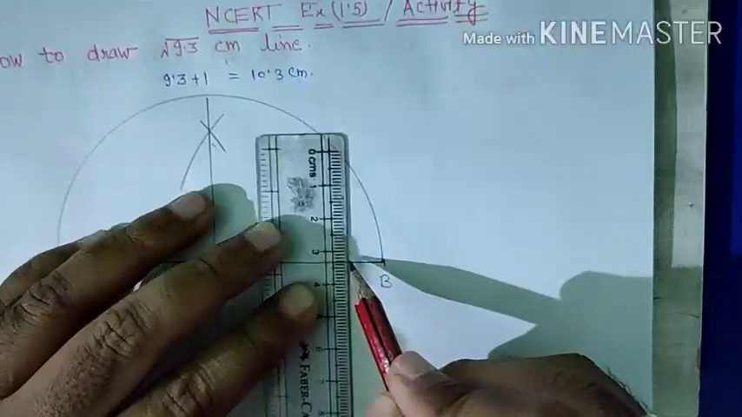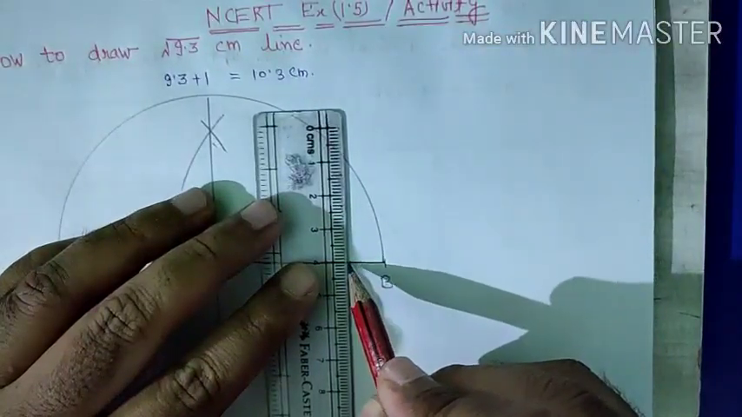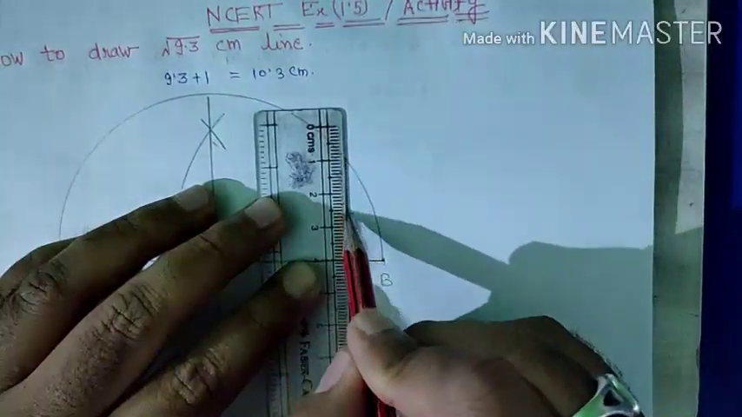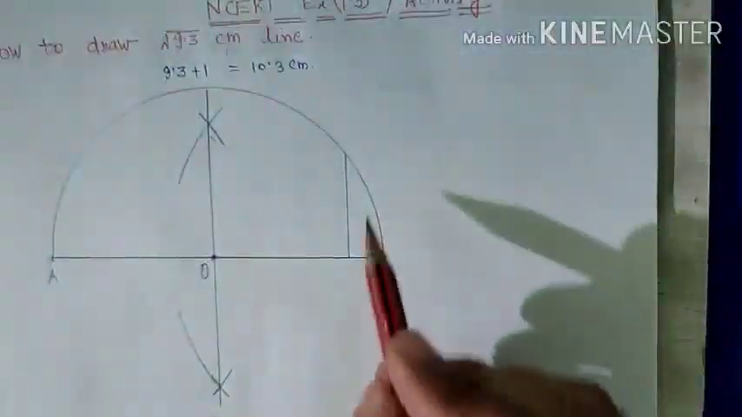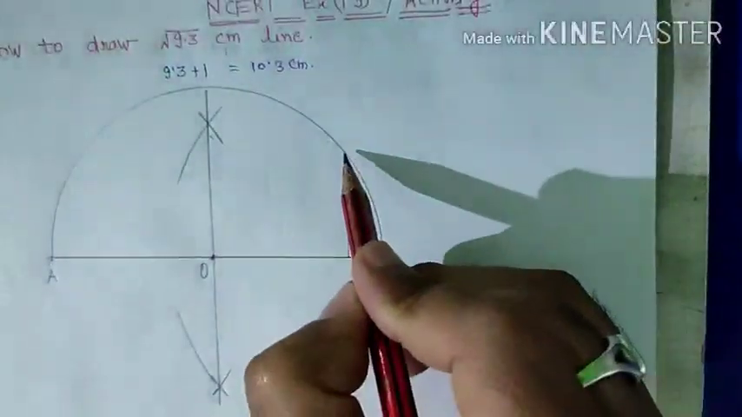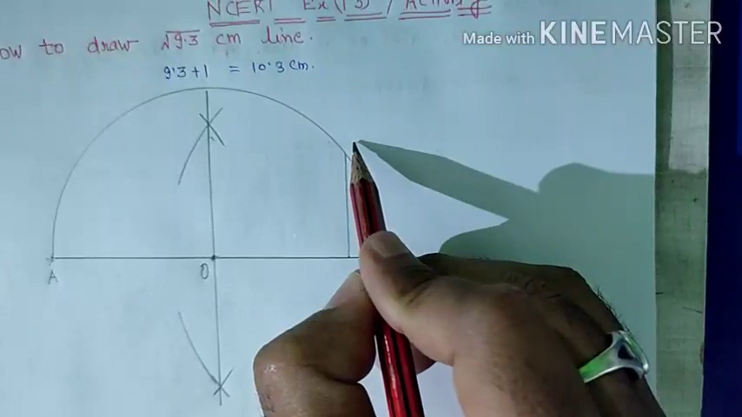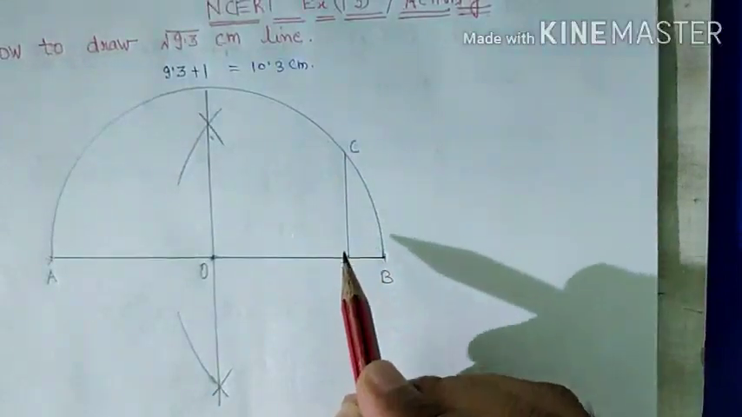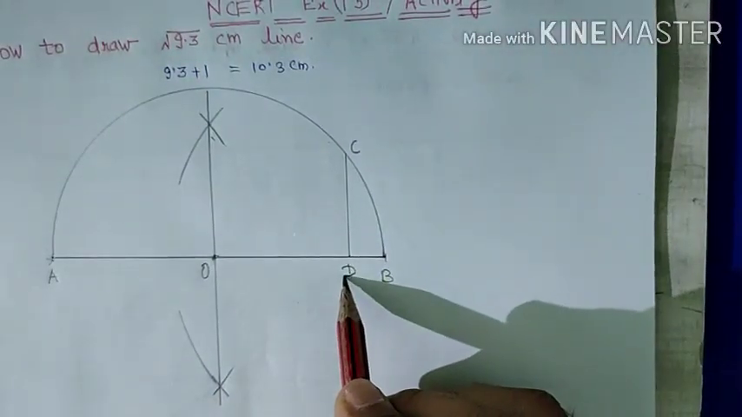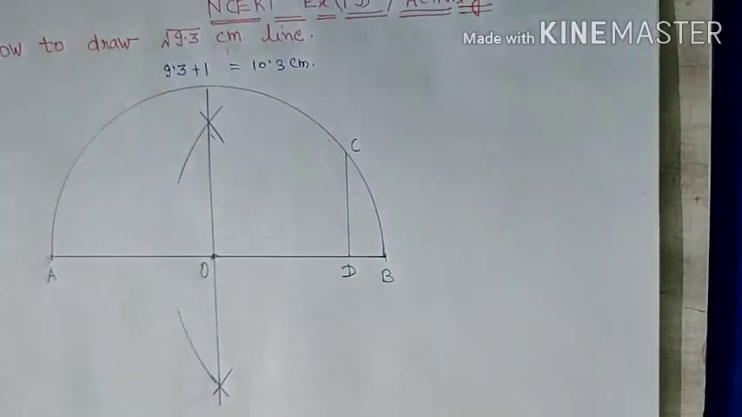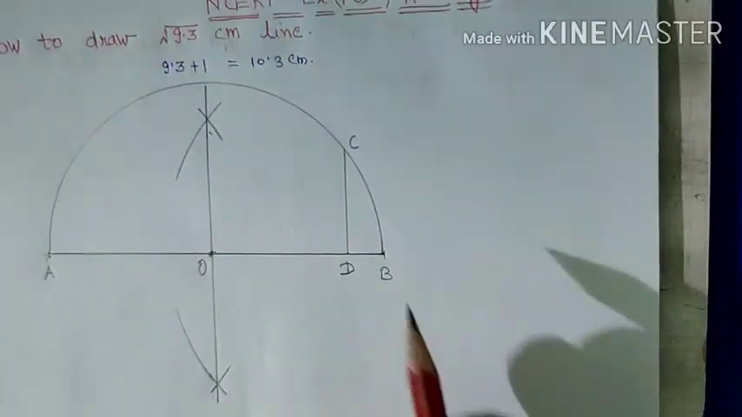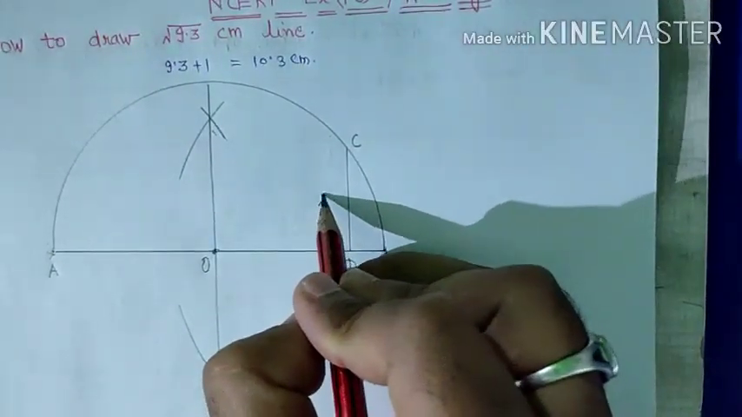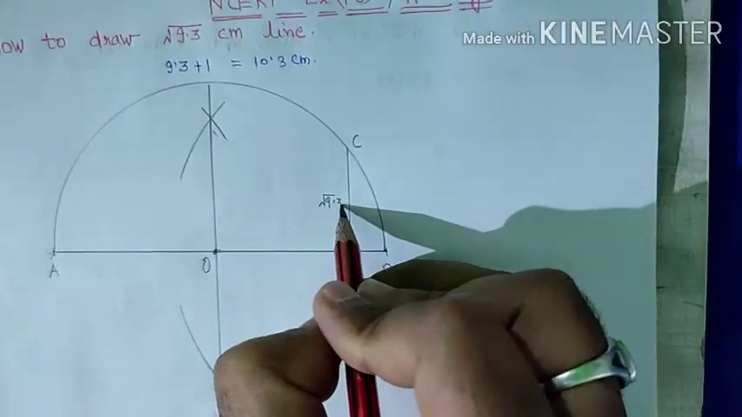This perpendicular will cut this semicircle at point C, and this point you can say D. This DC is actually root 9.3.